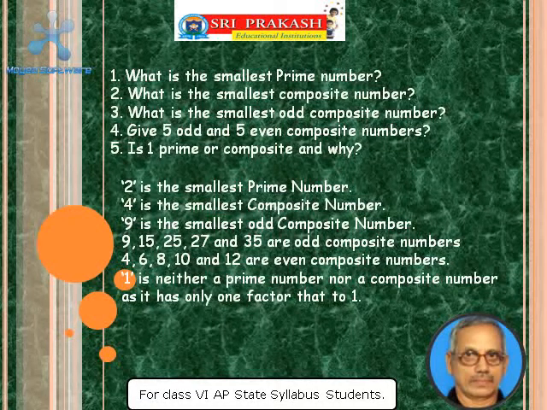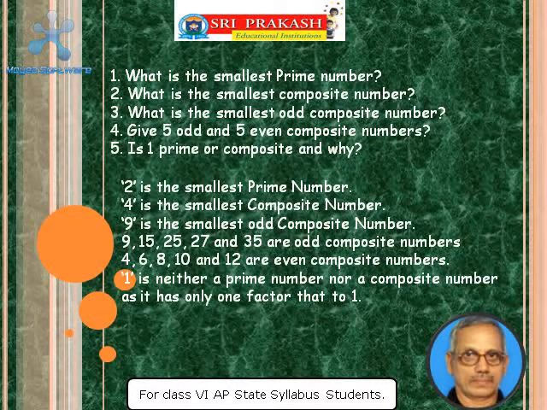So next question, give 5 odd and 5 even composite numbers. For odd composite numbers we have to take 9, 15, 25, 27 and 35. Okay, all these are odd composite numbers. Now for even composite numbers we can take 4, 6, 8, 10 and 12.